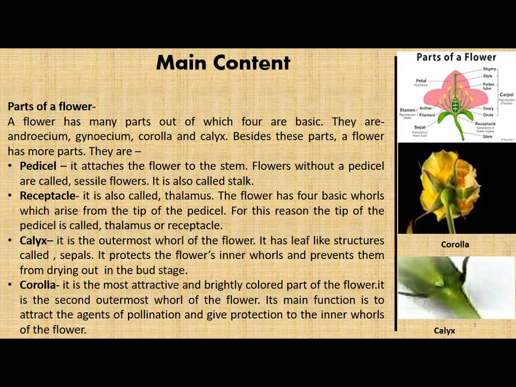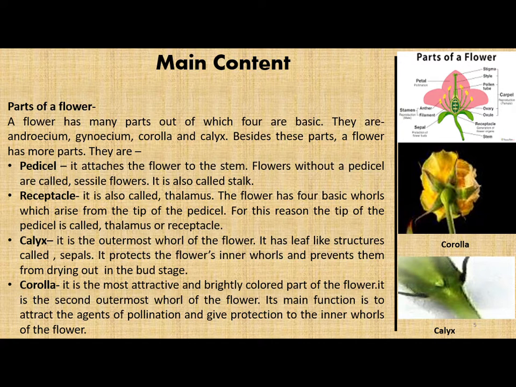Parts of a flower. As we all know, a flower has many parts, out of which four are the basic ones. They are androecium, gynoecium, corolla, and calyx. Besides these parts, a flower has more parts. They are pedicel. It attaches the flower to the stem. Flowers without a pedicel are called sessile flowers. It is also called stalk. Receptacle. It is also called thalamus.